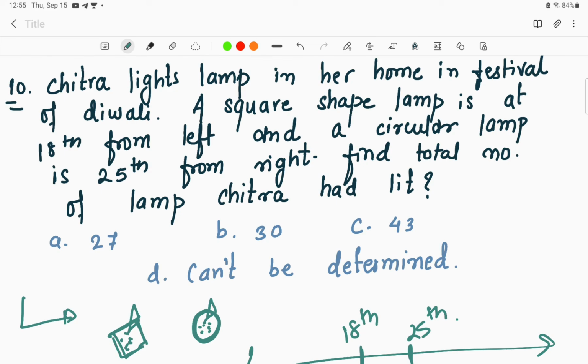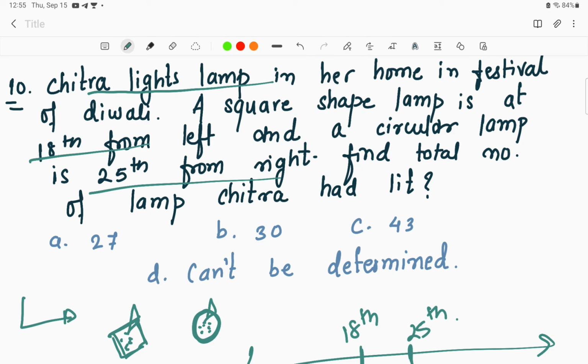These are the non-predictable orders, or we can say non-predictable rankings. If the data in the question provides only the position of different objects or persons, then it is impossible to find the total number of objects or people in that group. In this question, the data given is only that she is lamping the lamp, and only positions have been given for two different objects. Only the position is mentioned, not the number of lamps.